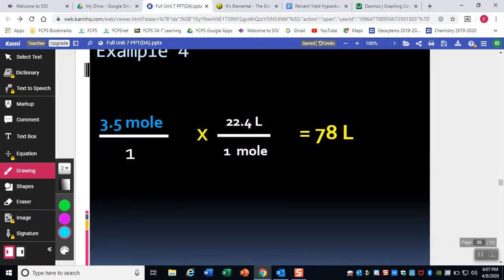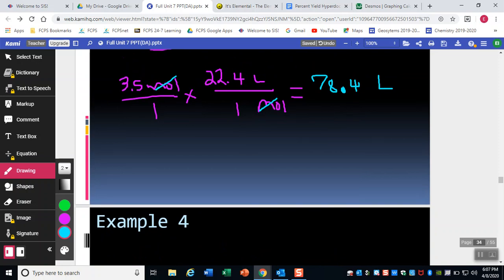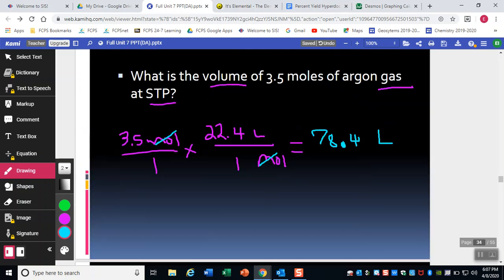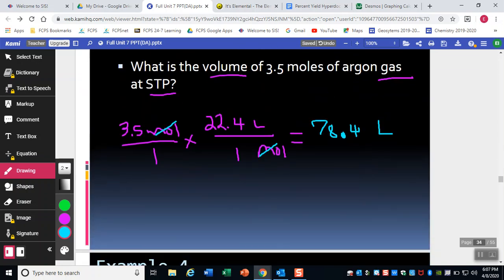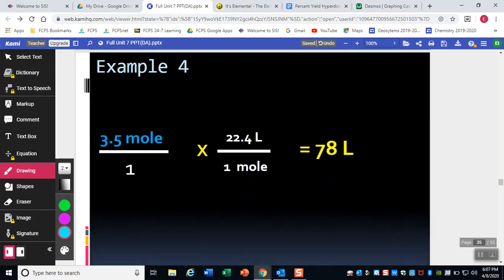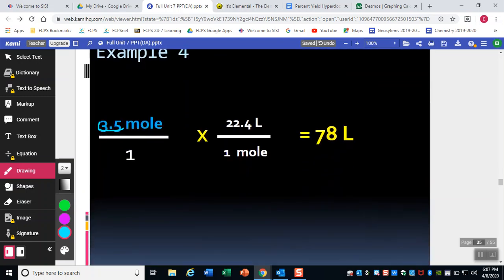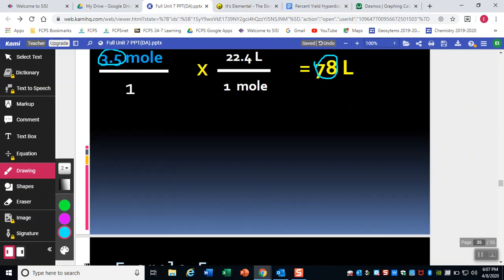And they rounded down to 78, right? If it's 0.4, you can round down, which makes sense too. This is 2 significant digits, so I can have 2 significant digits. Here's 2 significant digits, and this has 2 significant digits.